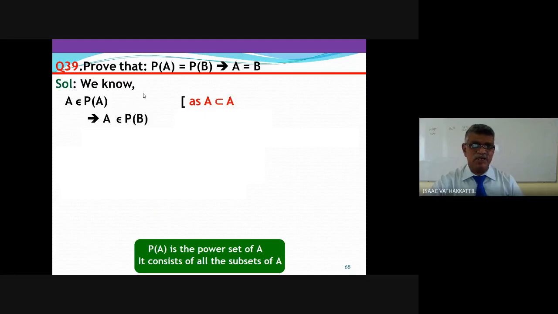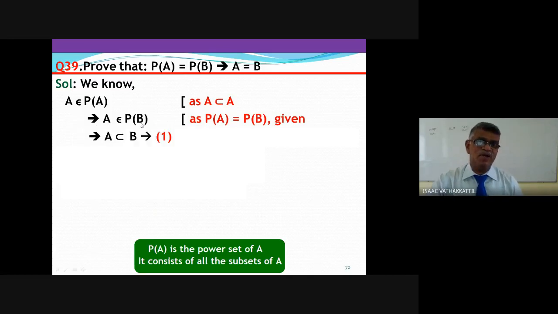That means A is a member of PB also. A is a member of PA because A is a subset of A. That implies A is a member of PB because given PA equal to PB. But A is a member of PB implies A subset B, because what is PB? PB is ultimately the collection of subsets of B. So when A is a member of PB, that means A subset B.